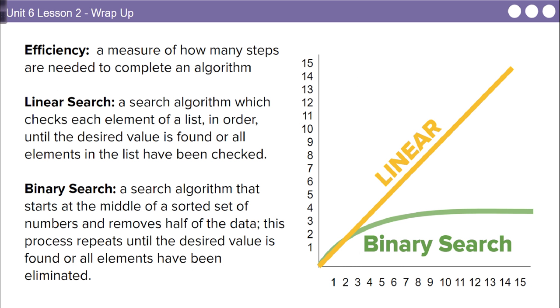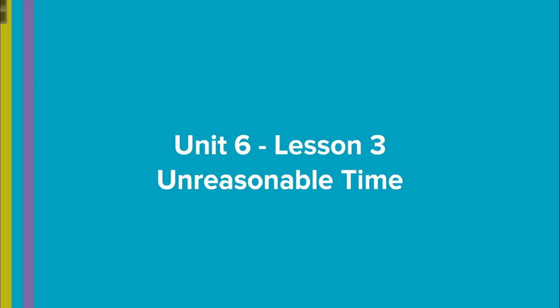So efficiency is a measure of how many steps are needed to complete an algorithm, so we want to be more efficient. Linear is going to check each one in the list until it finds it. Binary search is going to look at basically the middle and has to be sorted values. It will look at the middle and then remove half the data and then repeat that until you find the final answer.